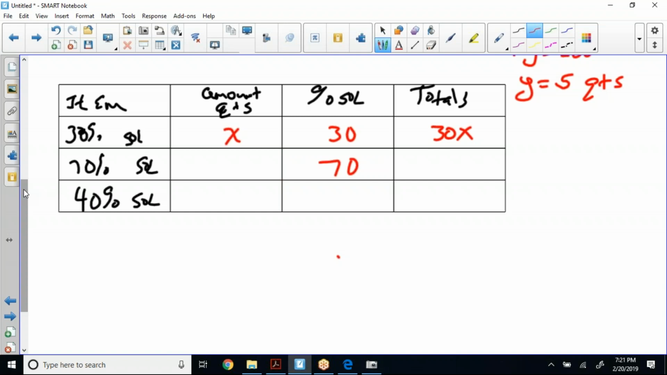All right, guys. So here we go. I'm going to hold off on totals because I don't know what this is. But I know I got 20 quarts here, right? 40%, and that gives me 800. Well, if this is 20 and that's X, this has to be 20 minus X, right? So this would be 70, 20 minus X.